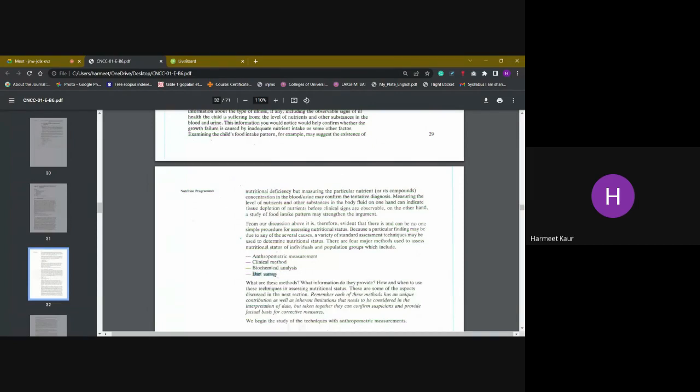So whenever anyone asks you how you are going to assess the nutritional status of anyone, the best way is doing the ABCD analysis. A is anthropometry, B is biochemical, C is clinical, and D is dietary. And one by one, we are going to discuss these methods: what they are, how you are going to do it, and what the different advantages and disadvantages are.